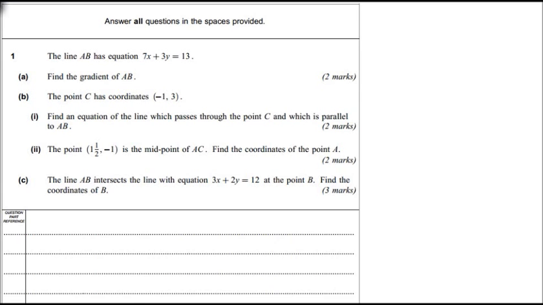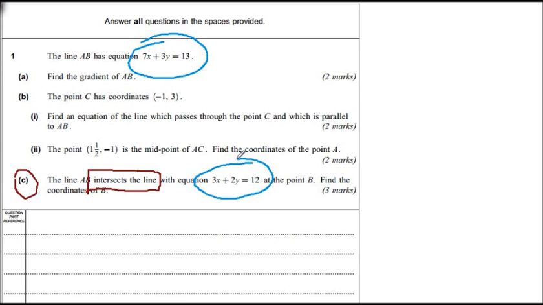What I'm going to do here for C is, as soon as you see intersects the line there, then you know it's simultaneous equations. So the first thing you can do is have your equation number 1 there and number 2 there, and label them. That's number 1 and that's number 2 there. And you need to eliminate either the x or the y so that you can work out what x or y is.